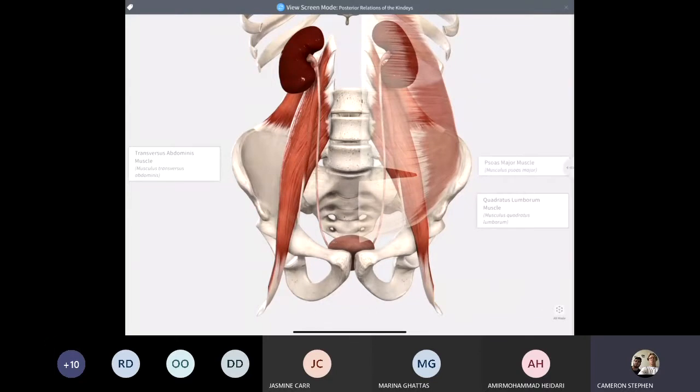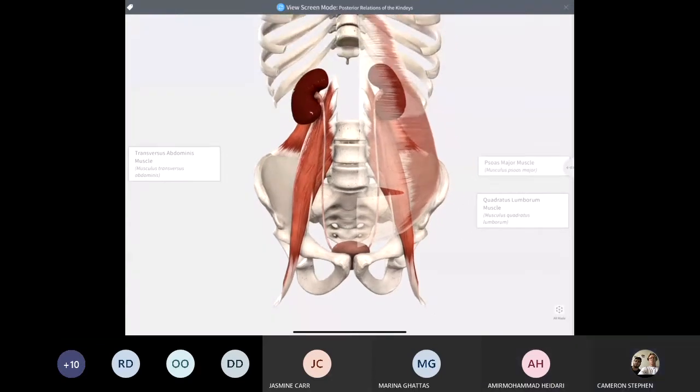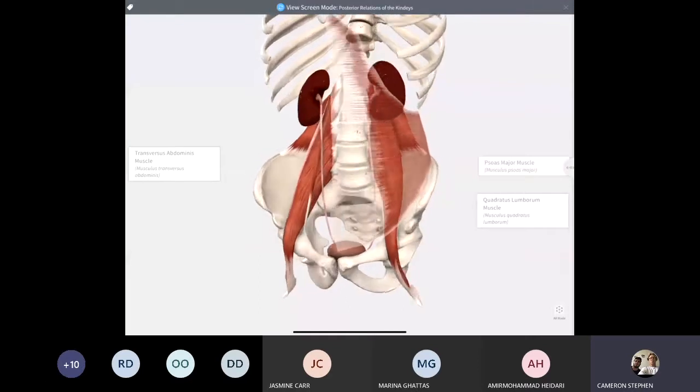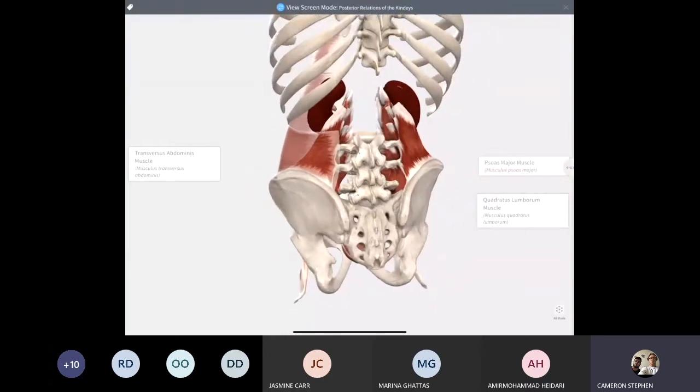It's quite easy to forget about transversus abdominis and the fact that you'd think about it as a muscle that's more prominent in the front. For those in second year, we've just done the abdominal anatomy, but it really is important to remember that it comes all the way around the back and attaches there, you can see. So it is a posterior relation of the kidney.